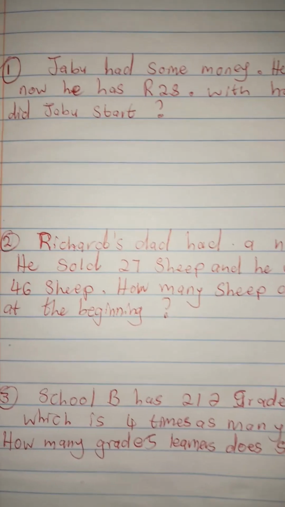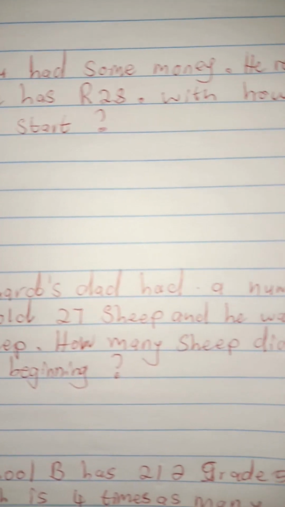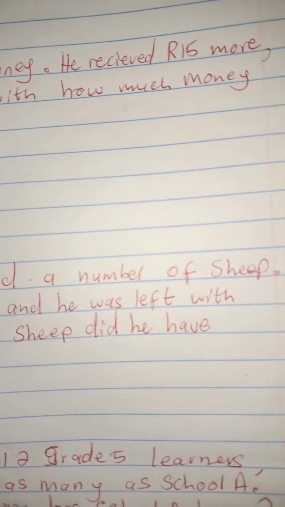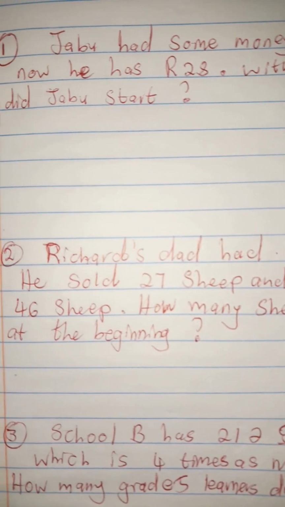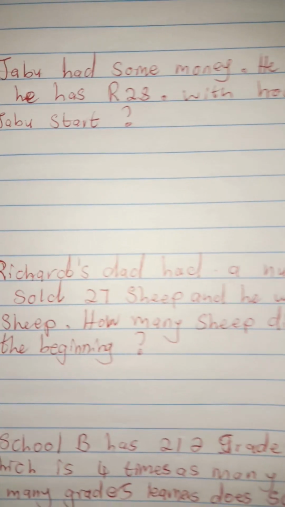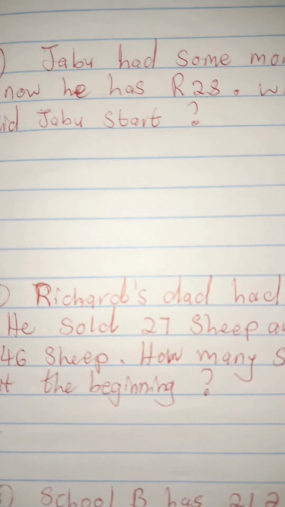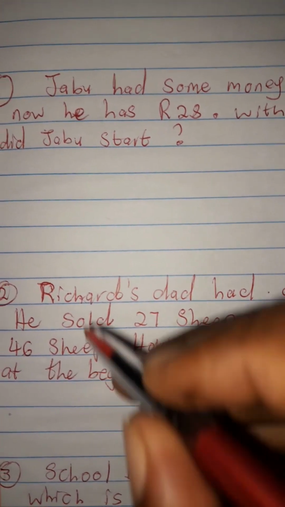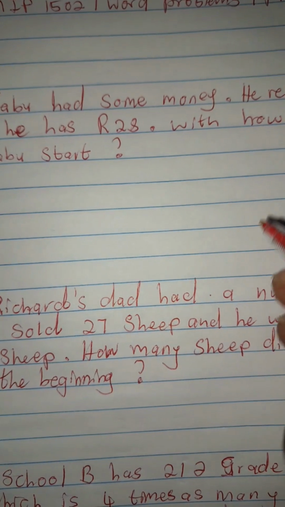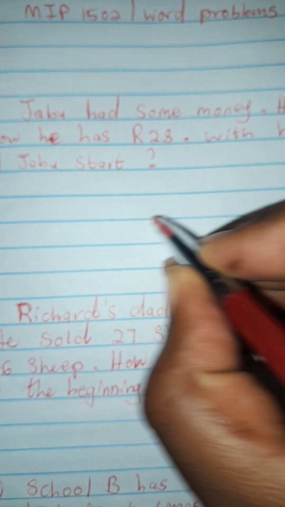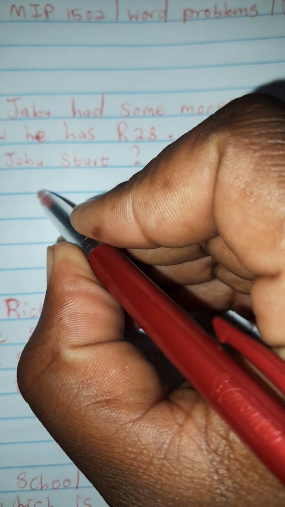Let's get to today's video. Jabu had some money. He received 15 more. Now he has 28. With how much money did Jabu start? Okay, if we were to work this out algebraically, what are we going to do?